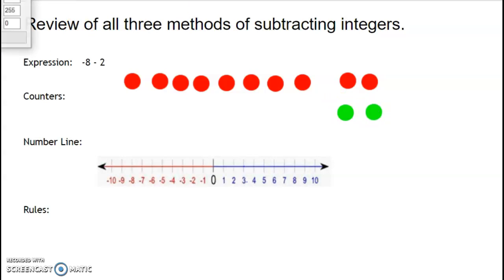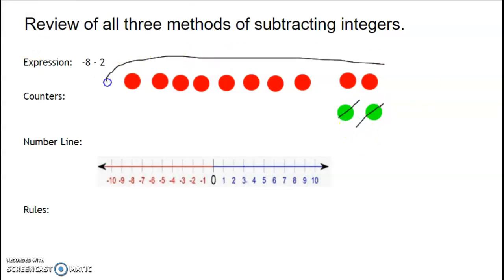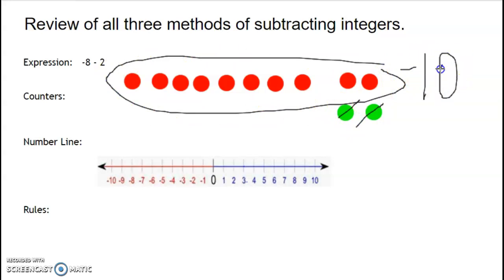All right, now I actually have 2 green dots I can take away. So I take these away. That means I'm left with negative 10 because I have 10 red dots. All right, now let's look at the number line strategy. I start at negative 8 and I'm taking away 2. Remember, if you're taking away a positive, you become more negative.